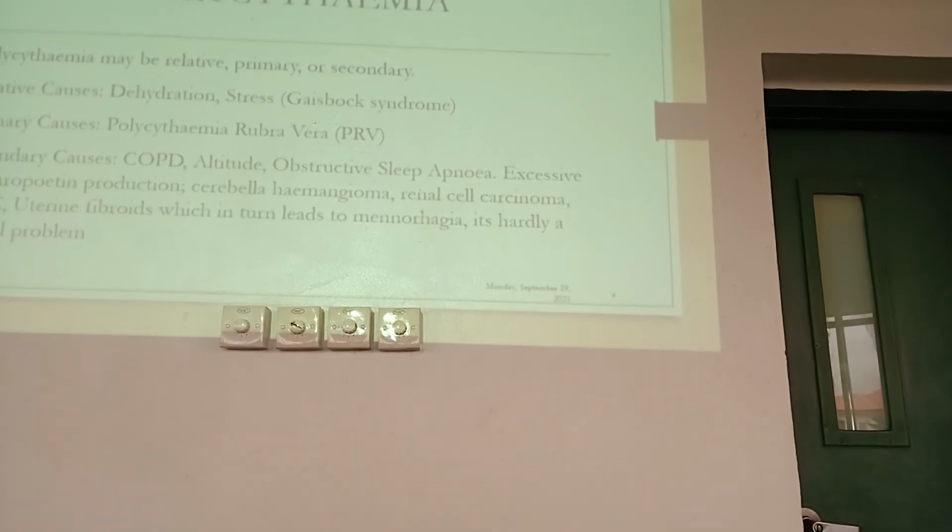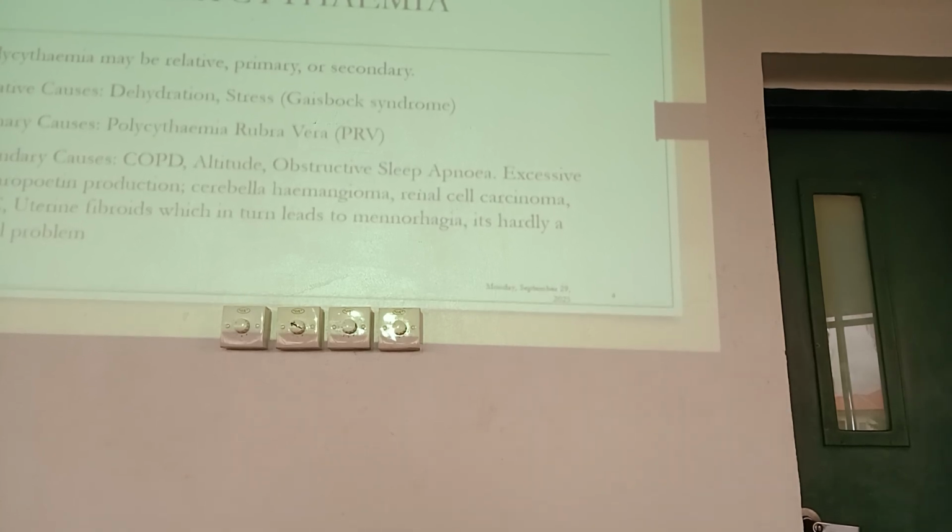Any condition that will shift the oxygen curve to the left will stimulate erythropoiesis, such as methemoglobin. Methemoglobin is when you have ferric iron instead of ferrous iron in the hemoglobin molecule. So it's going to shift the oxygen curve. Anything that will cause methemoglobinemia will cause a problem.